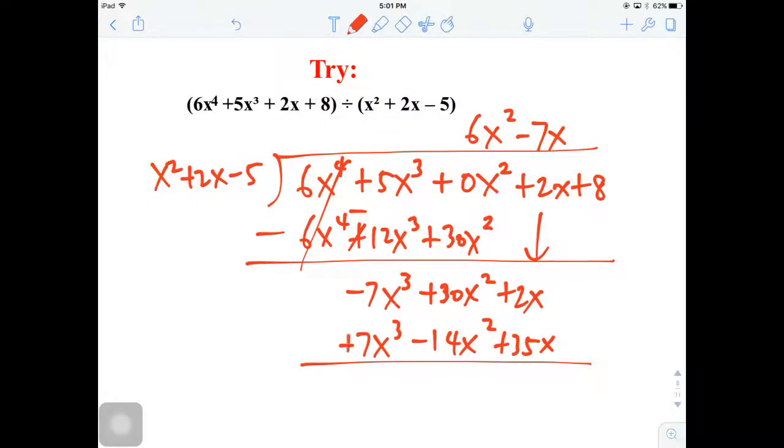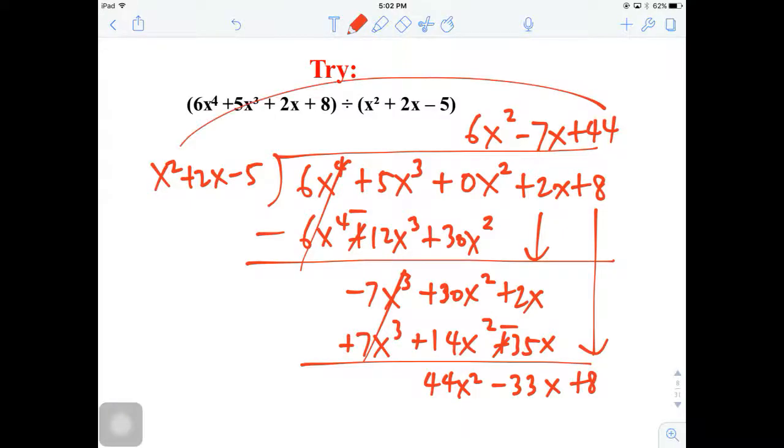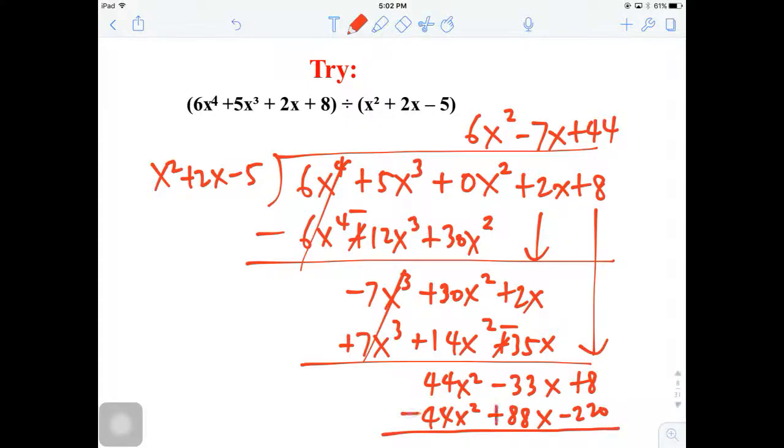I'm going to subtract by changing the signs again, and that will cancel out the x cubes. We got 44x squared minus 33x, and the next step is to bring down the 8. And so next thing, I need to multiply by 44, and then we're going to distribute that through. So we have 44x squared minus 88x and minus 220. I'm going to subtract by changing all the signs again.